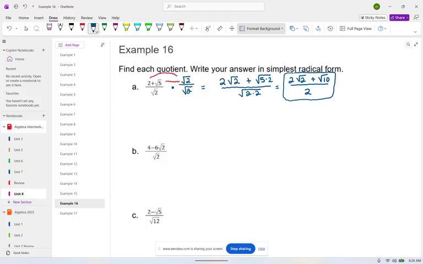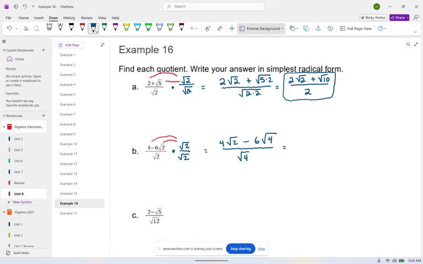Part B. Again, we see the square root of 2 in the denominator, so we're going to multiply numerator and denominator by the square root of 2. Again, both things in the numerator. So we have 4 times the square root of 2 minus 6 times the square root of 2 times 2, which is 4, all over the square root of 2 times 2, which is 4.